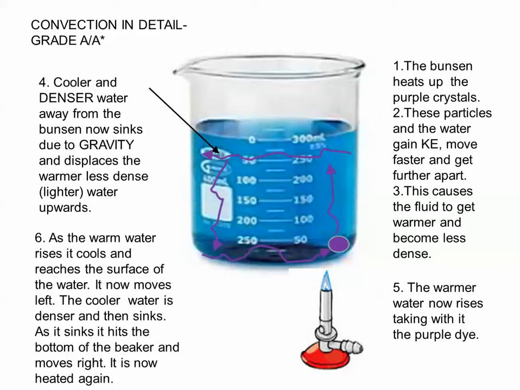So in effect, we have warm, less dense water being displaced by colder, denser water. The warm, less dense water rises, cools, becomes colder and denser, sinks, and goes back in a circulation. That continues so long as the Bunsen is heating the water.